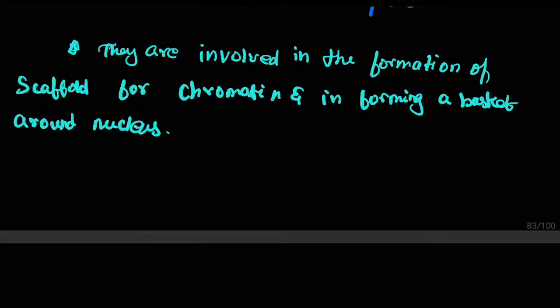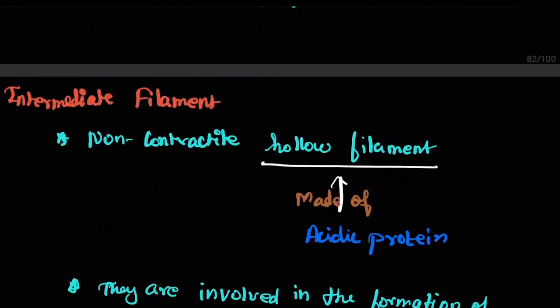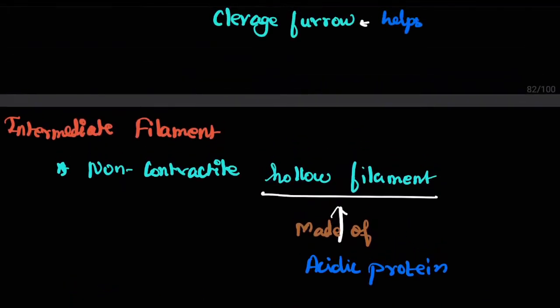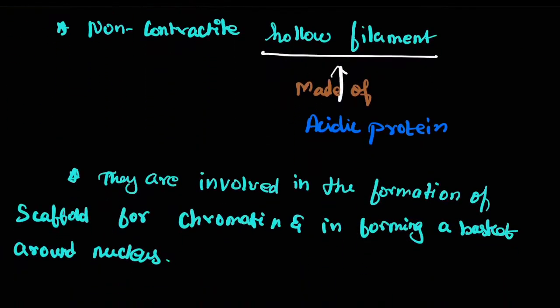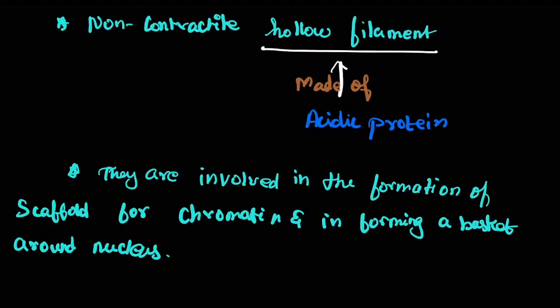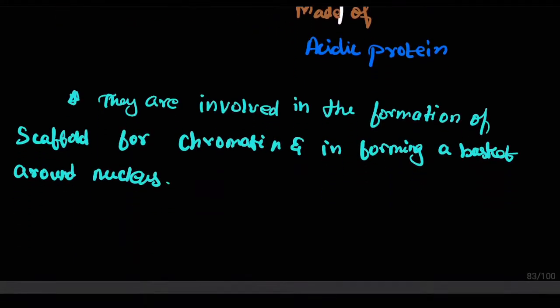இங்க வந்துட்டு பாத்தீங்கன்னா, they are involved in the formation of scaffold. அதாவது see, here we have this intermediate filament இருக்கு இல்லையா? So this intermediate filament is something that is involved in the formation of a scaffold for chromatin and also a basket around the nucleus, this is something that is very helpful.